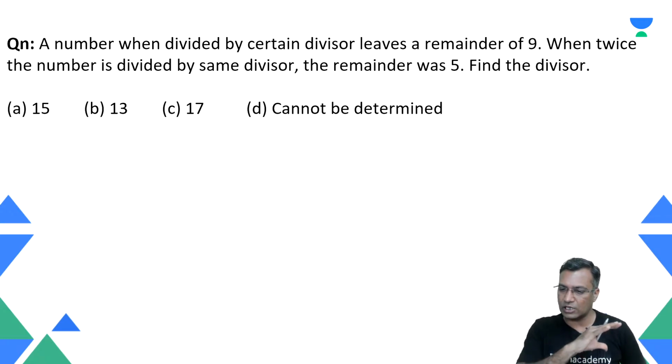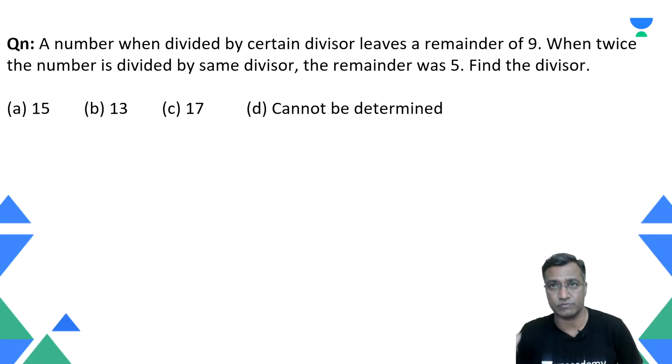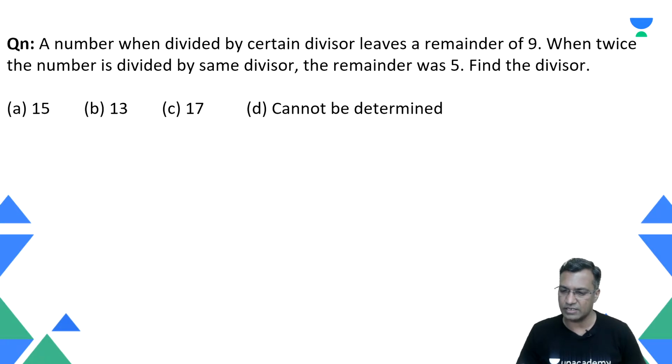These are kind of a little closer to the CAT kind of questions. Not really. So the next couple of questions will take us there. Let's take a look at this. A number when divided by a certain divisor leaves a remainder of 9. When twice the number is divided by the same divisor, the remainder seems to be 5. The point here is, I don't know the number, and I don't know the divisor either. Earlier at least there was a 5 as a divisor; here there is no divisor also. Therefore the question is, what is the divisor going to be?